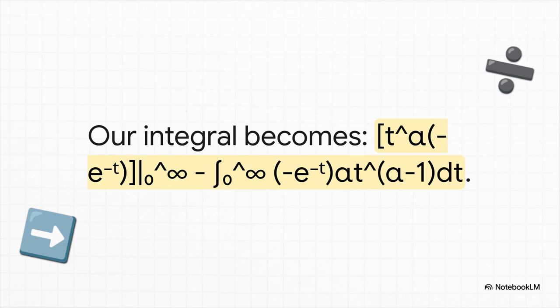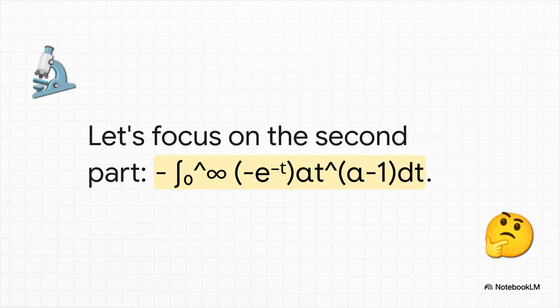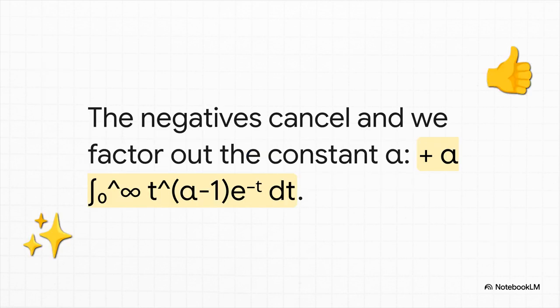So you see, our original integral is now broken into two distinct parts. We've got this first part, the uv term, that we need to evaluate at the boundaries. And then we have this new integral, the integral of v du. You know what? Let's zoom in and tackle that new integral on the right-hand side first. It might look a little messy, but notice we've got a minus sign out front, another minus sign on the inside, and that constant alpha that we can just pull out. And when we clean that up, things get nice really fast.